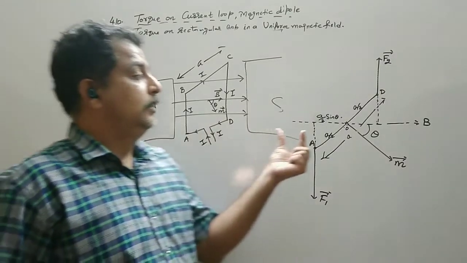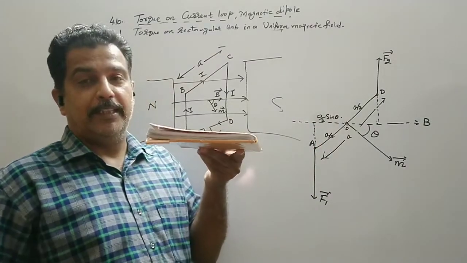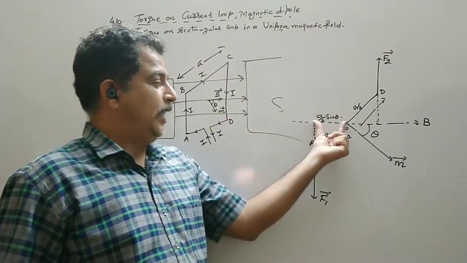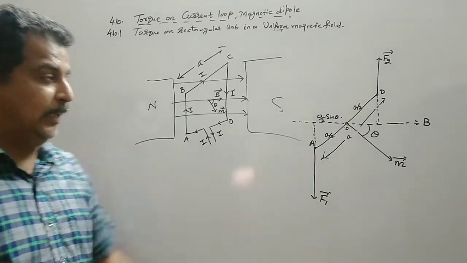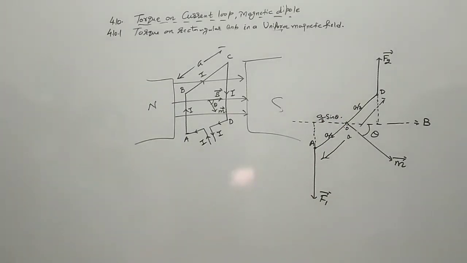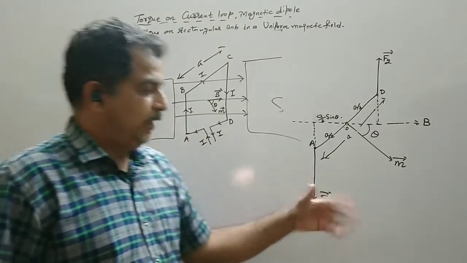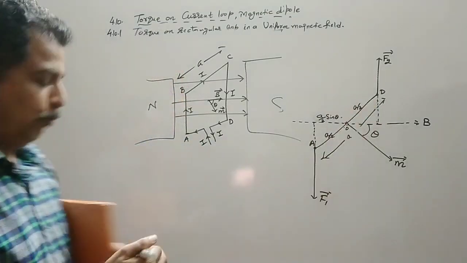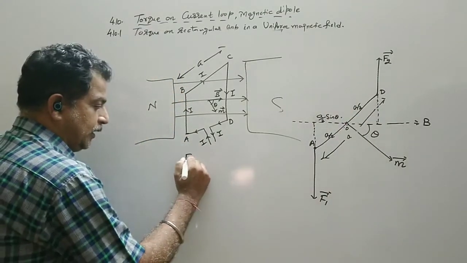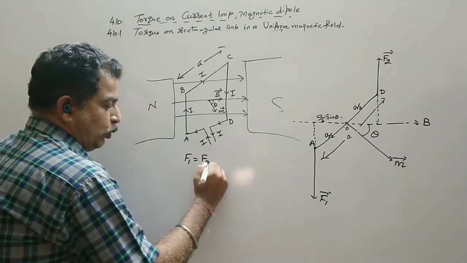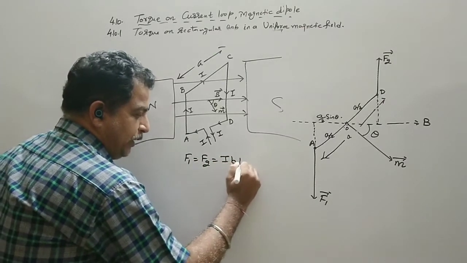So earlier, when the coil was like this, the length was A by 2. Now it is A by 2 sin theta. So what will happen? The torque will decrease. The force will also decrease. So again, we write that the magnitude of these forces remains the same, that is F1 is equal to F2 is equal to IBB.